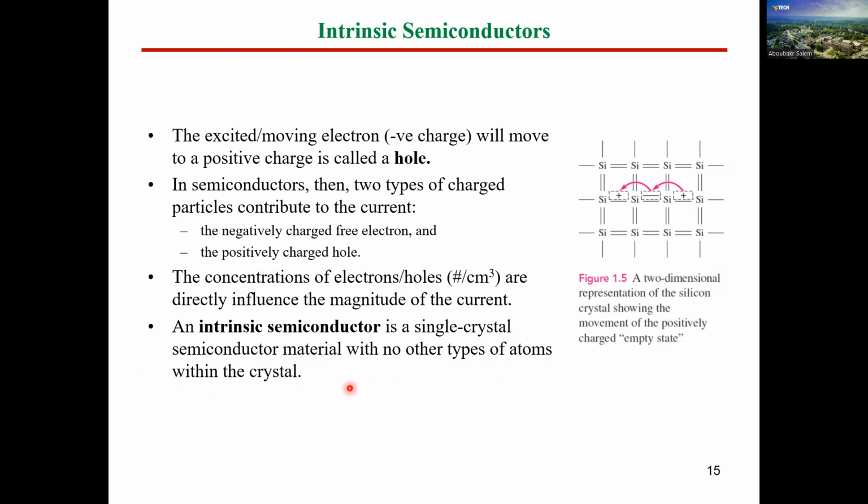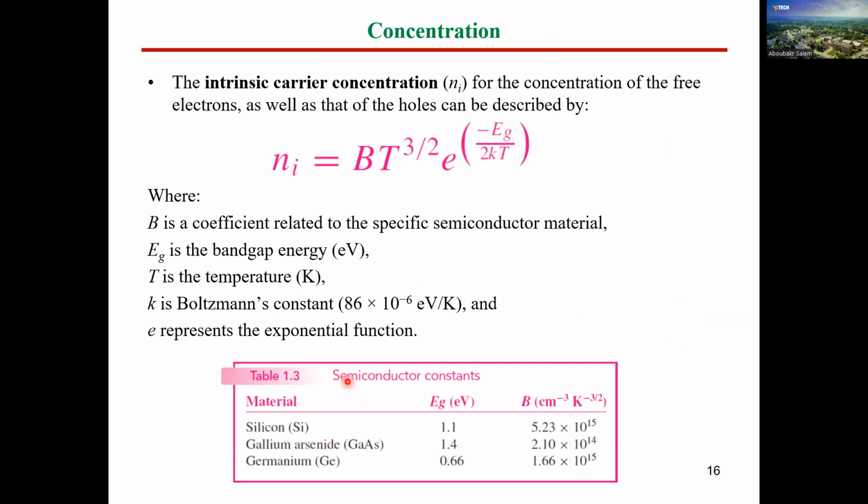Let's see, guys, the concentration. How can we calculate the concentration of an intrinsic semiconductor material? For the intrinsic semiconductor material, the concentration is called Ni. So Ni is referring to the number of charges per cubic centimeter. So the unit is number per cubic centimeter. And in order to calculate this number, this is the relation.